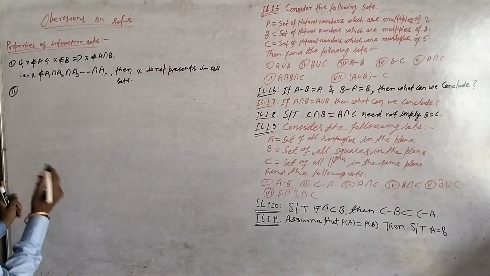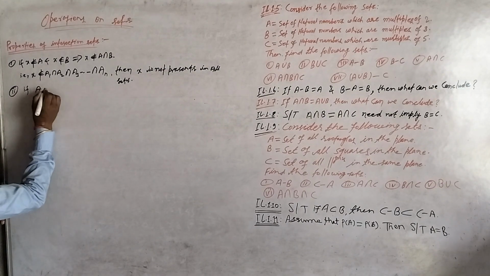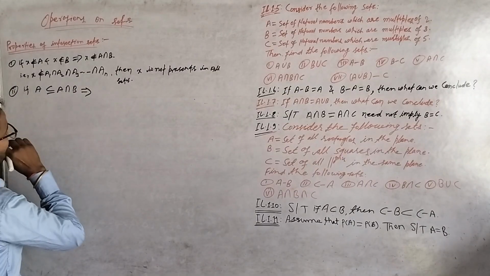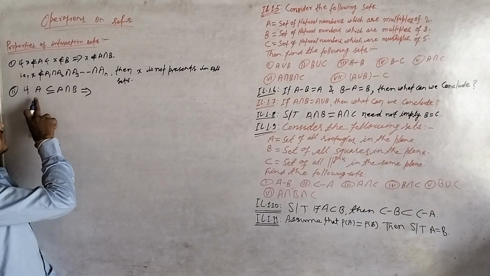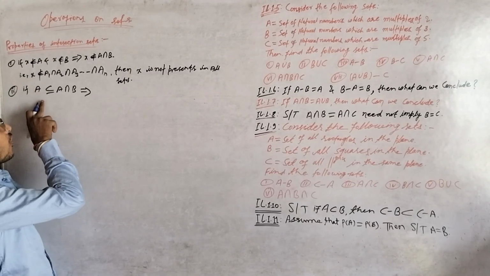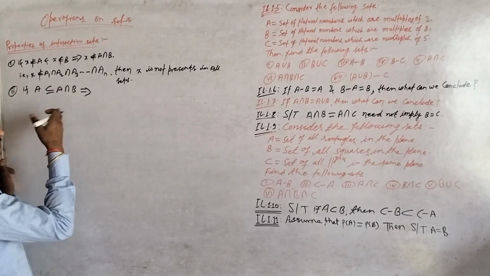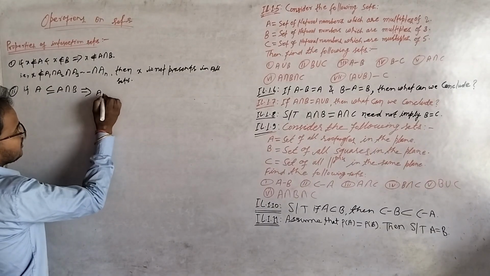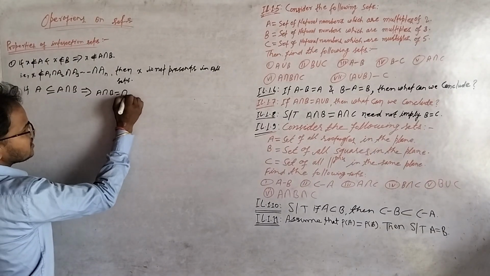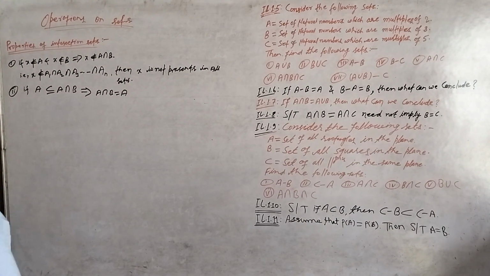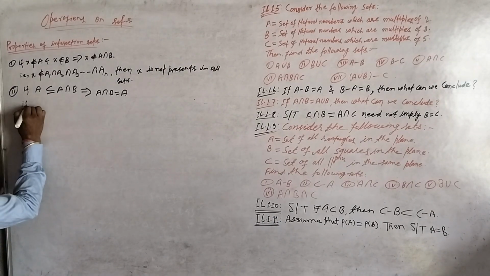The second property is: if A is a subset of A intersection B, this means A intersection A is a subset of A intersection B. This means A wholly contains all elements of A, so all elements of A are contained in A intersection B. Sorry, this was given in a different way, we have to write it differently.